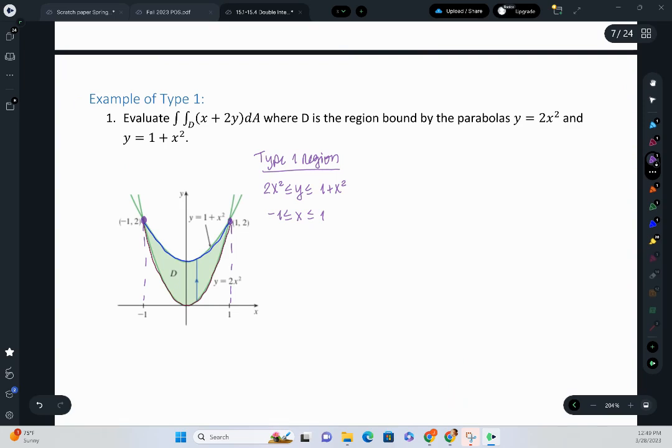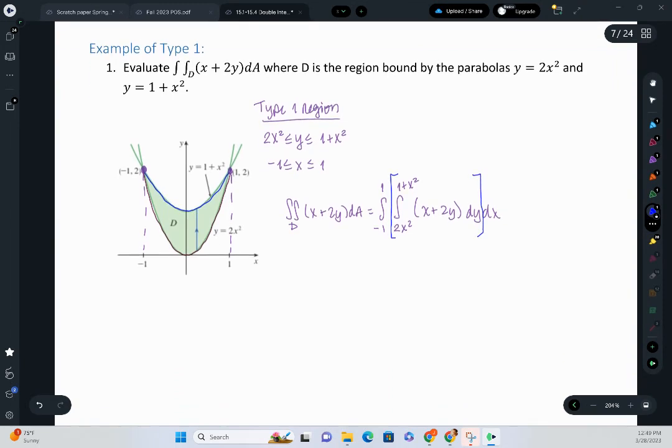So that's how I'm going to set up my integrals. This double integral over D of x plus 2y dA is equal to, now the outer integral must be the x values since those are constants. The inner integral must be the functions. So 2x squared to 1 plus x squared, and then my integrand is still x plus 2y, and the order is going to be dy dx. And of course, I can put in these little brackets in order to focus my eyes on the inner integral.